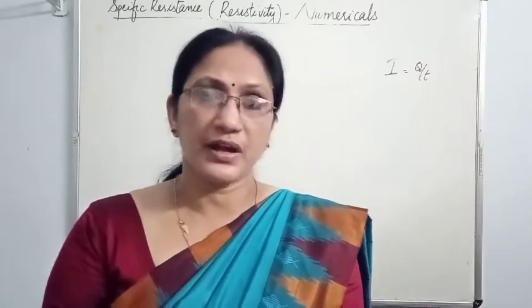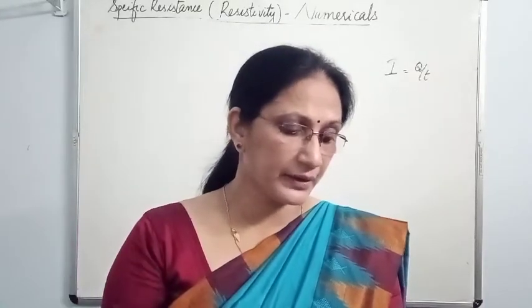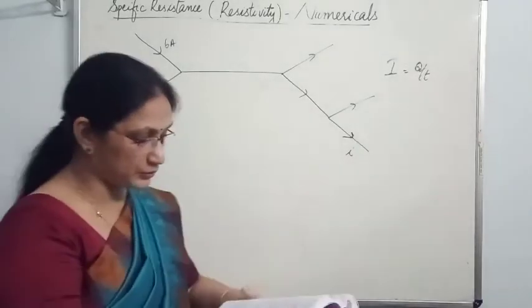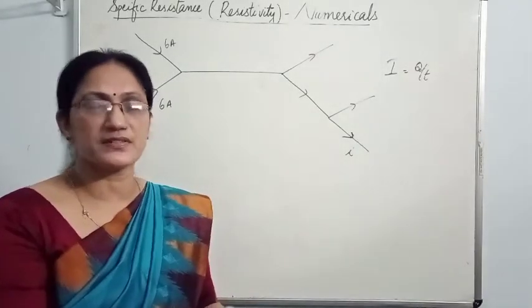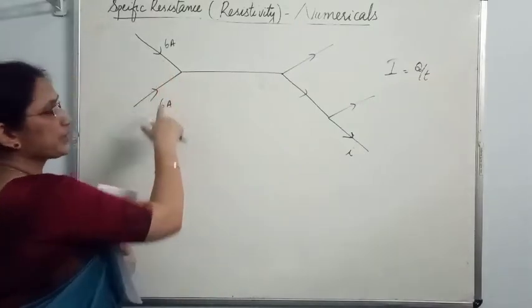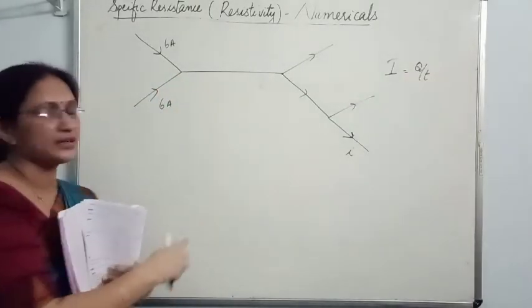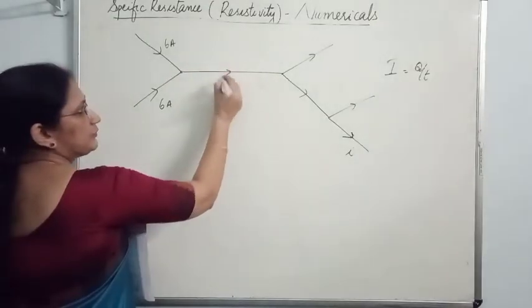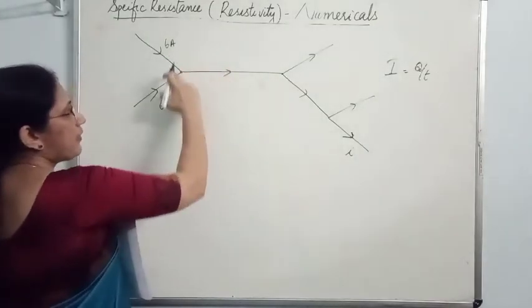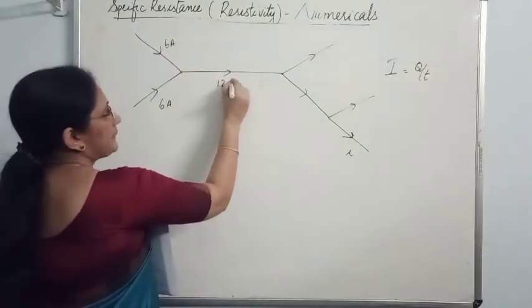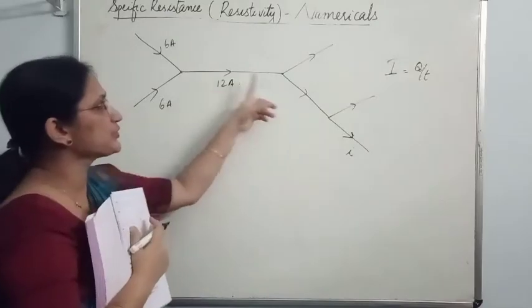Now next question. Diagram is given. Let me make the diagram. This is the diagram given for question number 5, page number 171. Look at the circuit. The current coming in these two branches is 6 ampere each. At this junction, the current combines, and what will be the current flowing through this wire? It is the sum of these two branch currents. 6 plus 6, 12 ampere will be the current flowing through this wire.